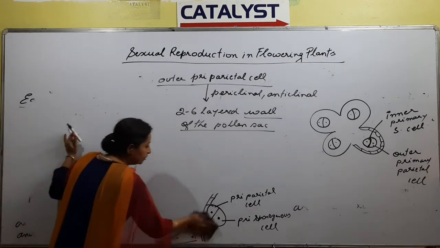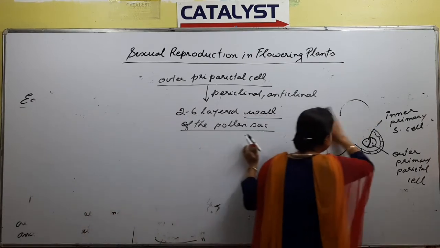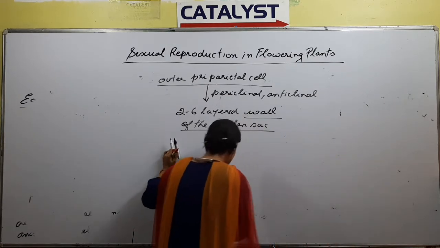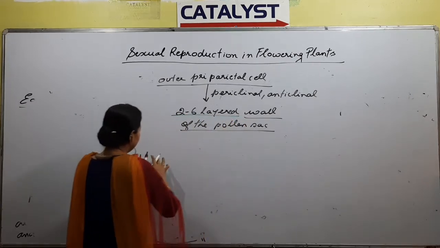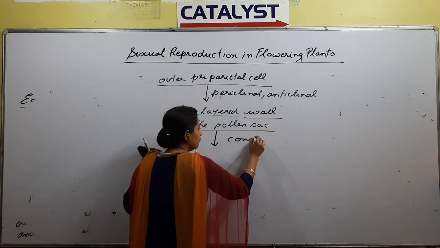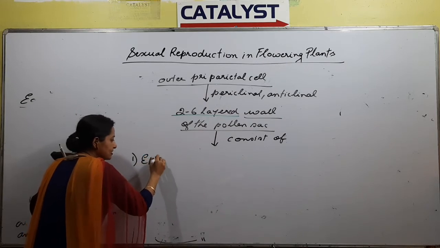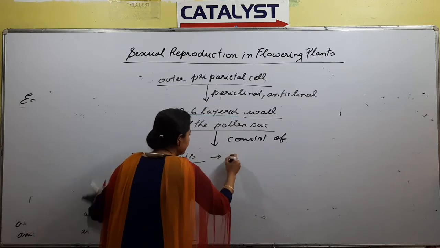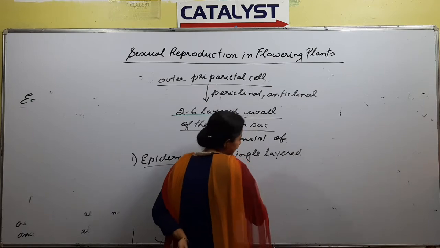Now we have to talk something about this wall, right? The pollen sac has a wall, and this wall is made up of some layers of cells, right? How many layers did we say? 2 to 6 layers. This pollen sac wall consists of certain cells that we find. First, we'll see the epidermis. Information about epidermis: it is single layered. What is the epidermis generally? Single layered.